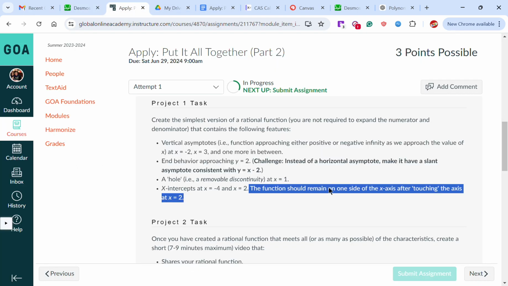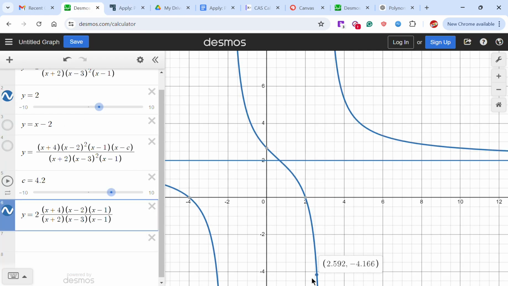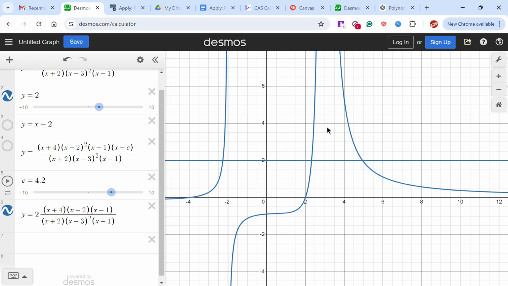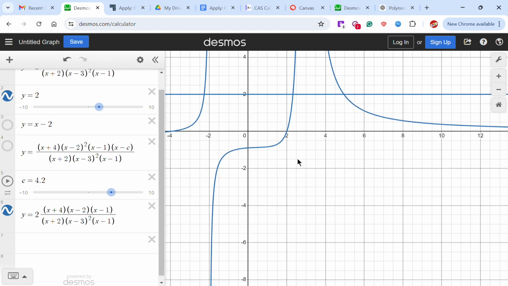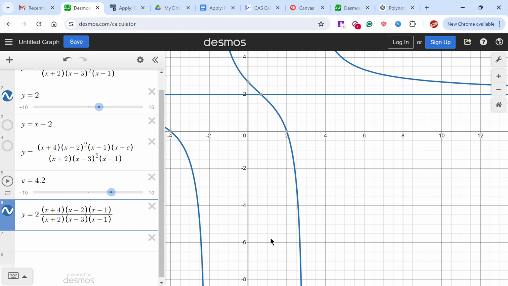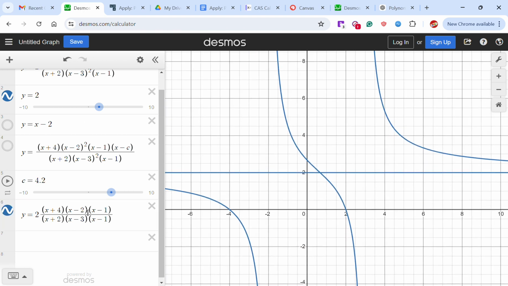Now, let's focus on this. The function should remain on one side after touching x equals 2. Right now, it goes down and then comes back up. We don't want that. As you can see, this happens at x equals 3. To solve this problem, all we have to do is put a square root over here. It makes it into a curve instead of the thing we had before, which was a diamond.